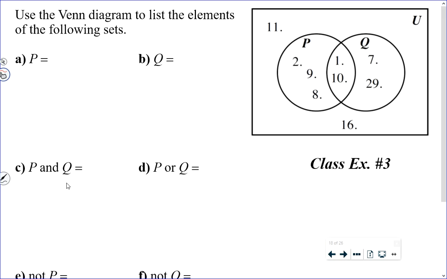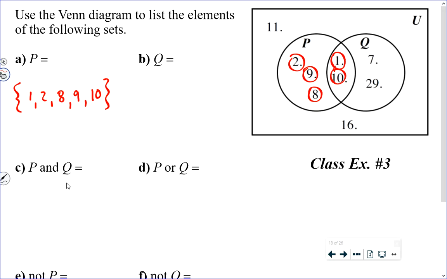Okay, use the Venn diagram to list the elements in each set. So what is in P? P is 1, 2, 8, 9, 10. You know, there's a difference between the number 2, which is in P but not in Q, and the number 1, which is in both. All of these are inside of P.